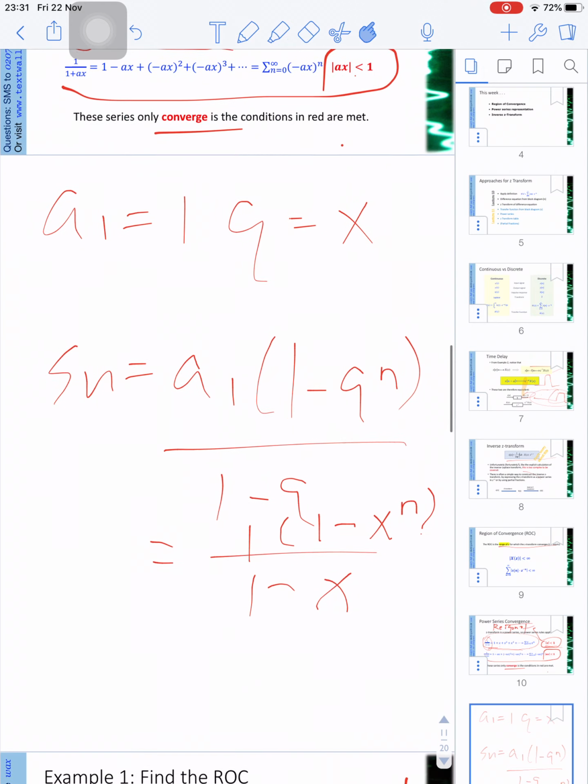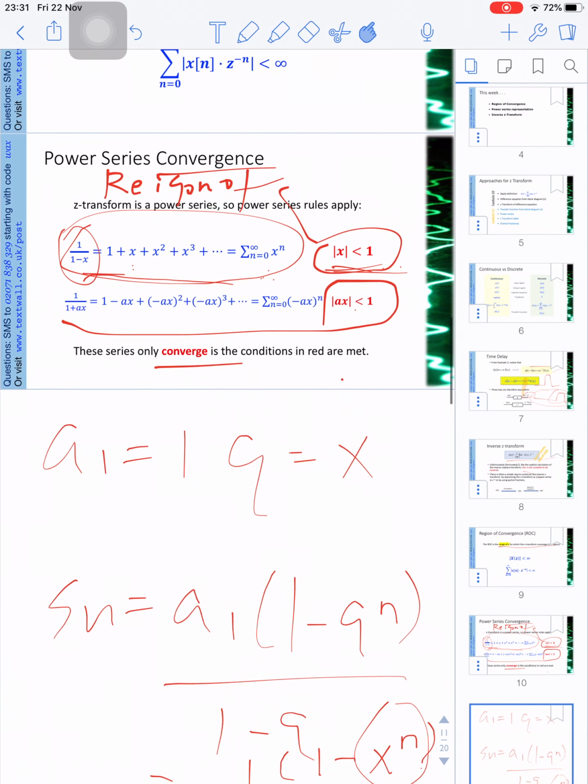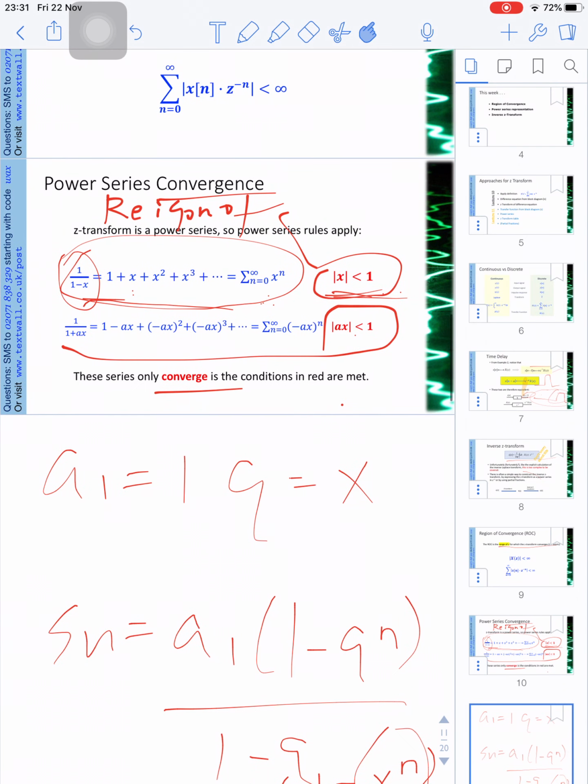What if the norm of x is less than 1? Then x to the n, as n approaches infinity, is going to be 0. So when x is less than 1, the sum is going to be 1 divided by (1 minus x). And with the same thinking routine, for ax, you need to make sure the norm of ax is less than 1.